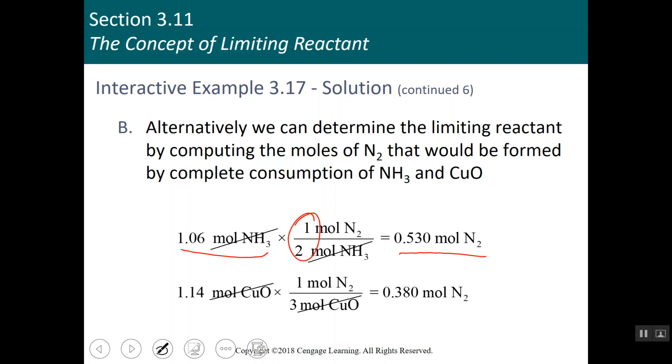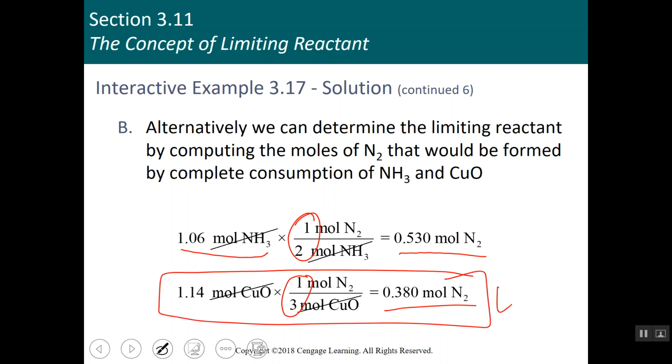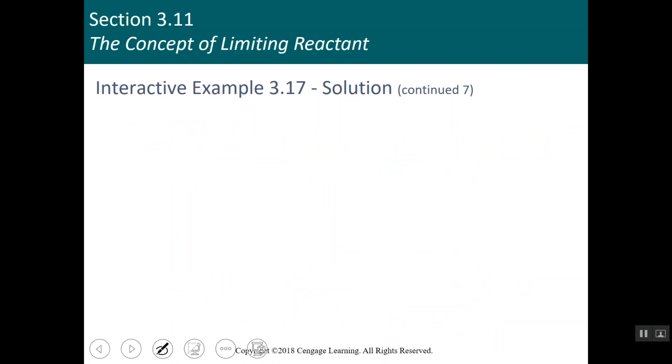If we have 1.14 moles of copper(II) oxide, according to the balanced chemical equation, we should get 0.380 moles of nitrogen. Now, we can't get both of these because one of these is limiting. Well, which one produces less? The copper(II) oxide produces less. Therefore, that is our limiting reactant. A lot of times they'll ask how many grams of product, so go ahead and figure out those grams. Do the problem twice. Your lower number is going to be your limiting reactant.